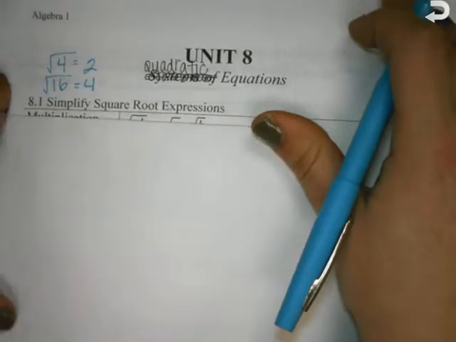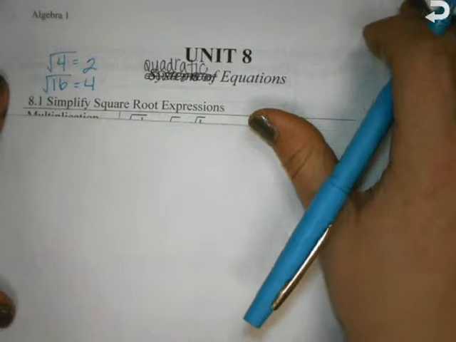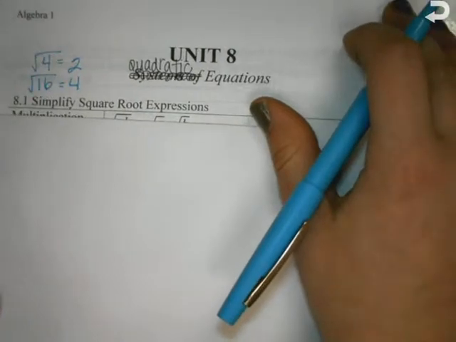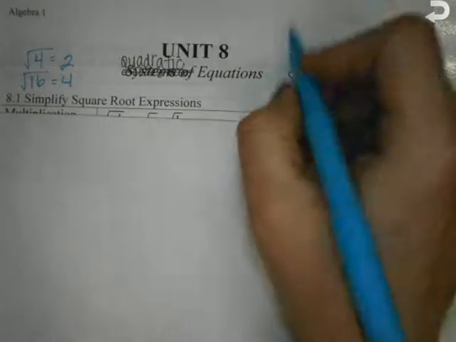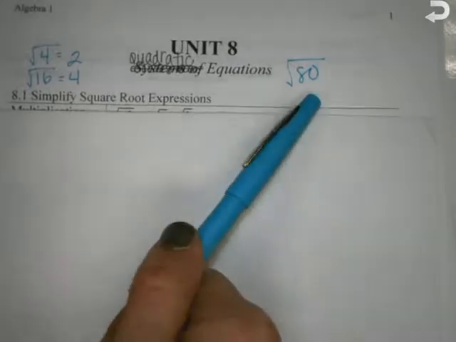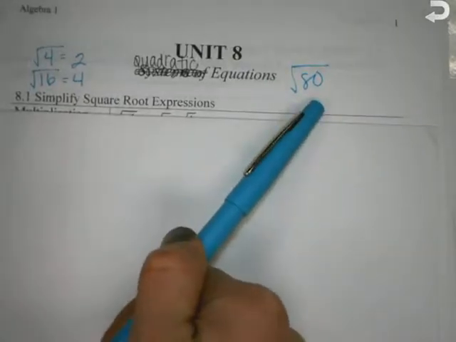What about, hold on, not a perfect square. How about 80? Is 80 a perfect square? No. Can I take the square root of 80? We can now. We are going to learn today how to simplify this as much as possible. Okay? Don't worry.